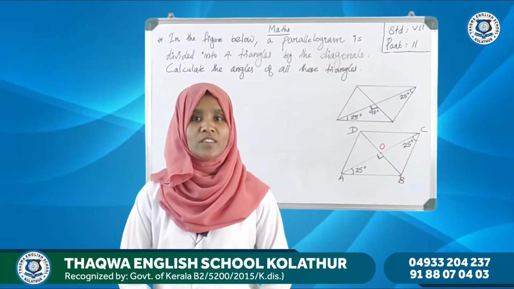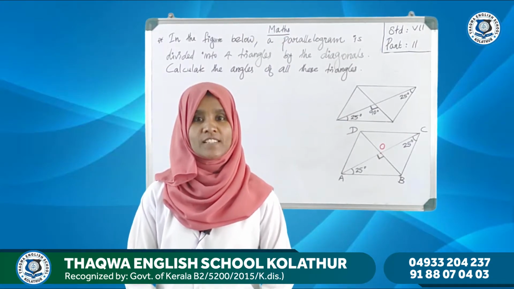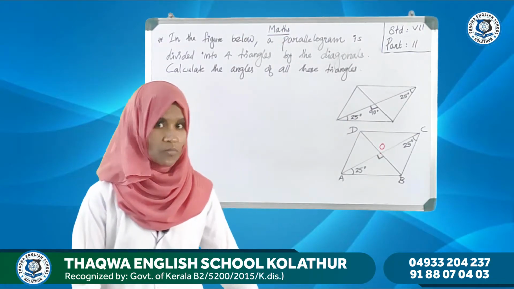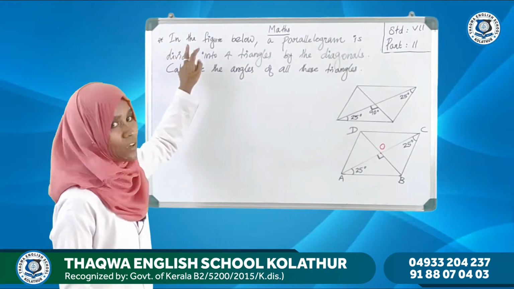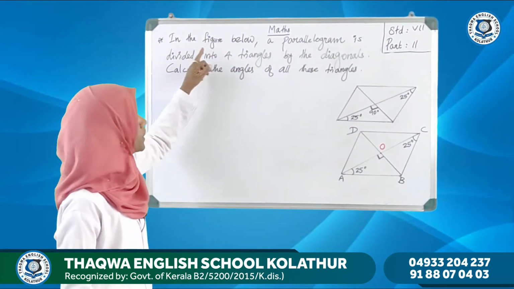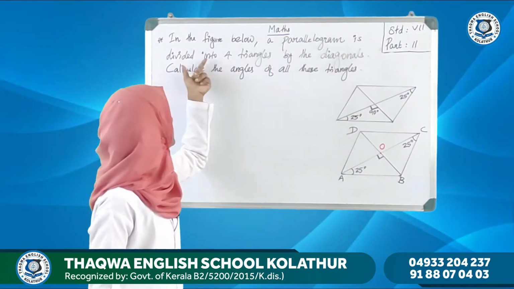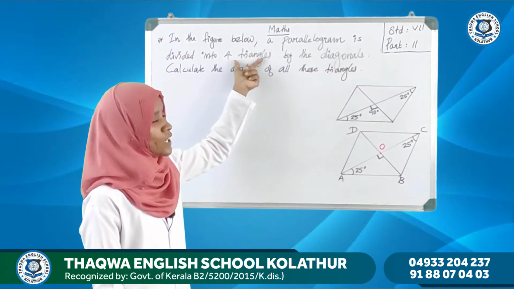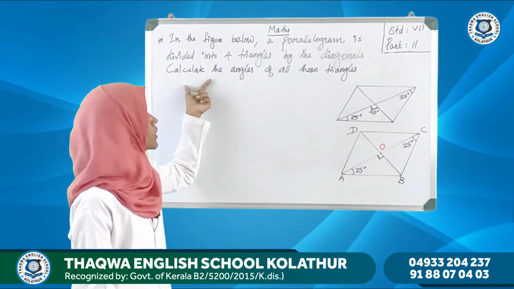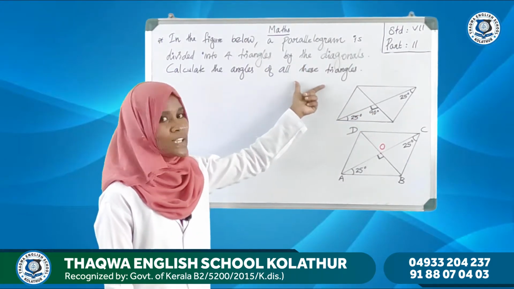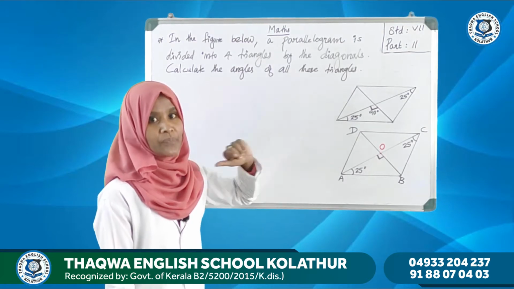Dear students, today we are going to discuss one problem. Okay, all of you listen to the board. Our question is, in the figure below, a parallelogram is divided into 4 triangles by the diagonals. Calculate the angles of all these triangles.